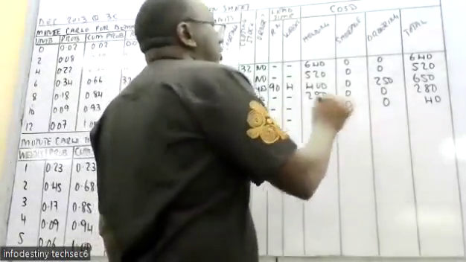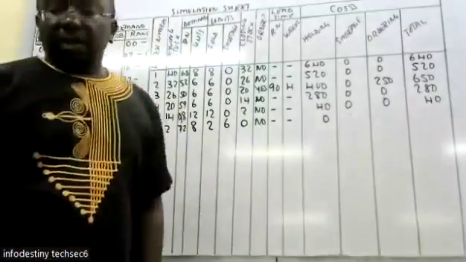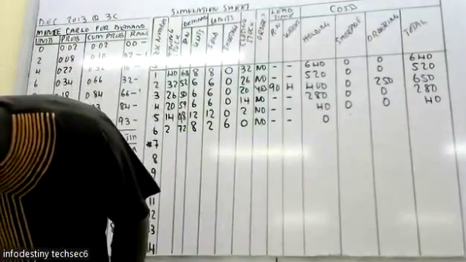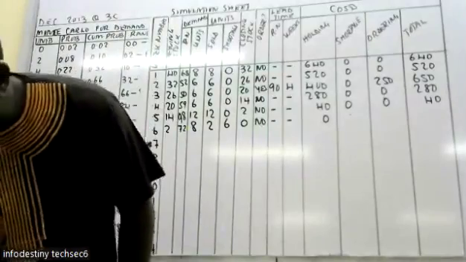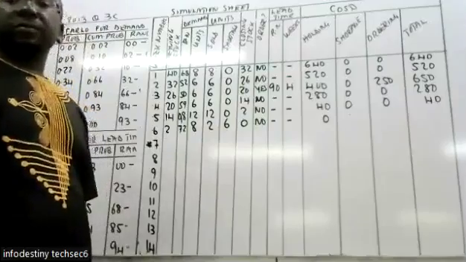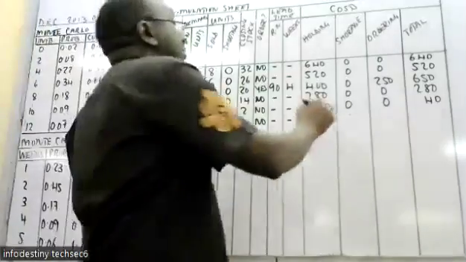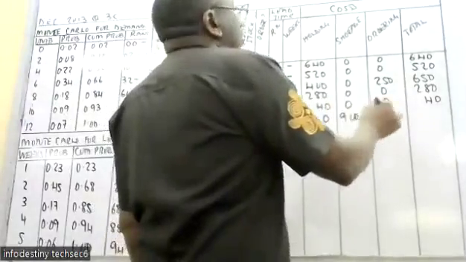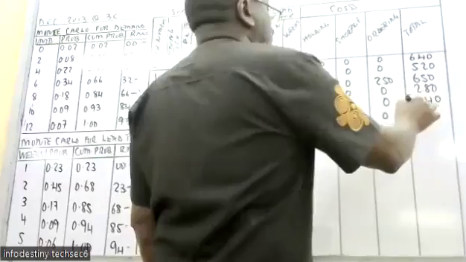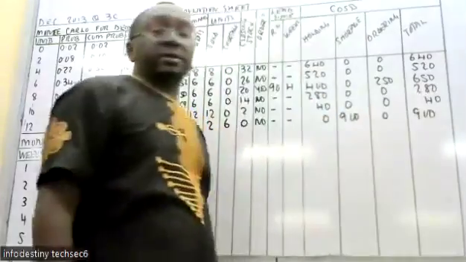Shortage is not 0 now. 1 unit out of stock is costing us 150. So 150 times 6, 900. So there's no ordering. So 900 there.